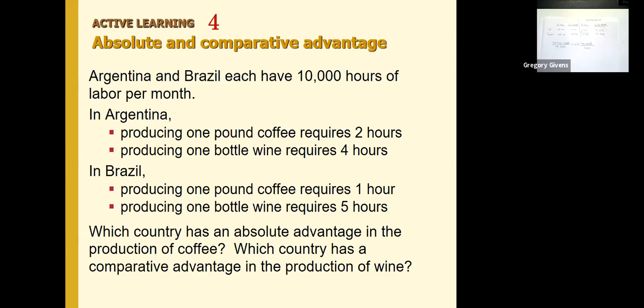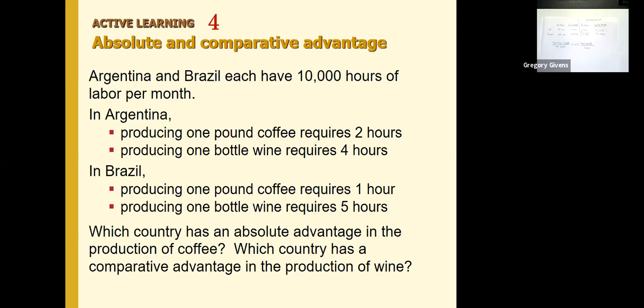Producing a bottle of wine requires 4 hours of work. In Brazil, producing a pound of coffee requires 1 hour. Producing a bottle of wine requires 5 hours. A couple of straightforward questions, and these would be like questions that might appear on an exam of this level of difficulty.